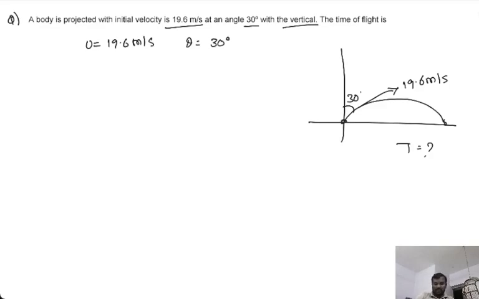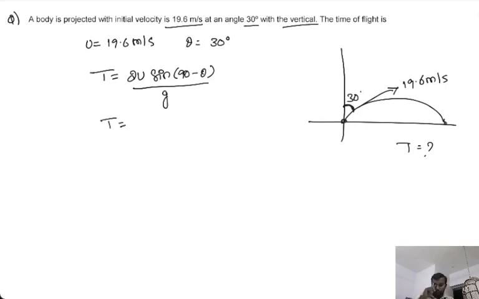So you know the formula: T is equal to 2u sin theta divided by g. But here the angle with the vertical is given, so we write sin(90 minus theta) divided by g. Then T is equal to 2u sin(90 minus theta), which is cos theta, divided by g.